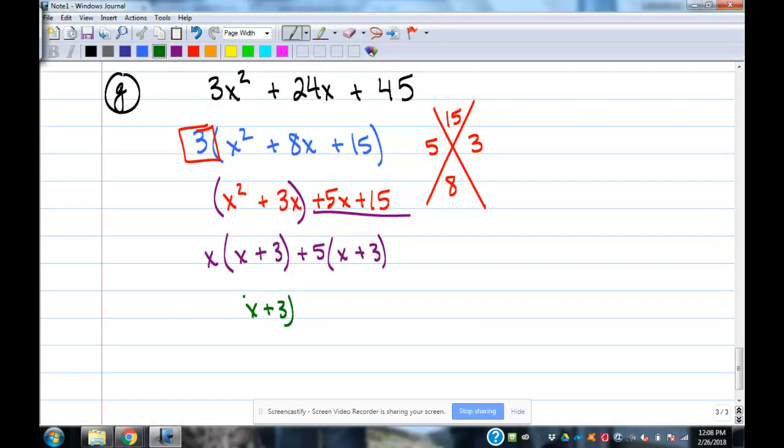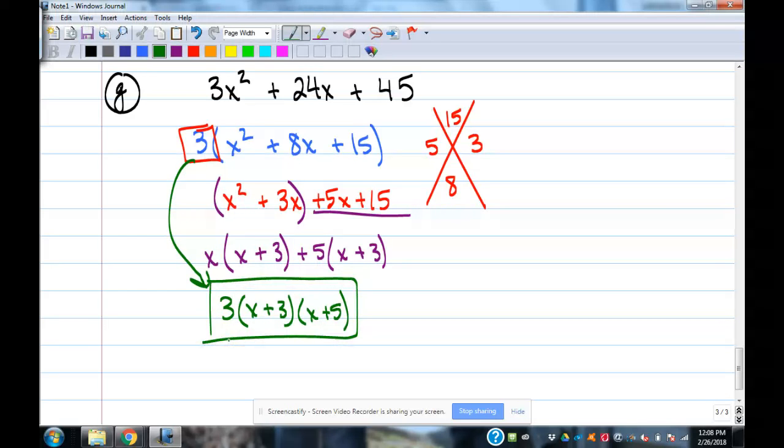X plus 3, x plus 5. What else goes with that? The 3 that we took out at the beginning. It's got to be there. That's the factored form of that polynomial. If you don't have that GCF from the beginning, you don't have the full answer. You've got part of it, you don't have all of it. So you've got to have that GCF out there as well. Okay.